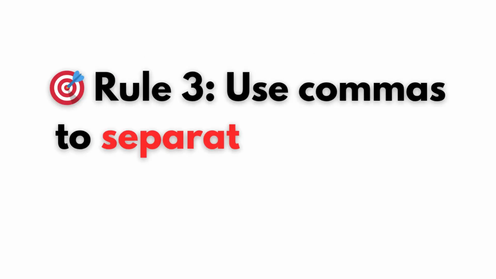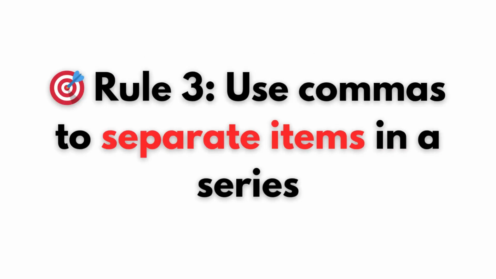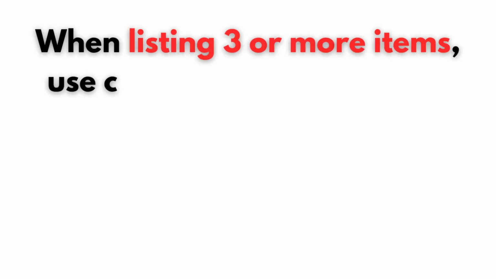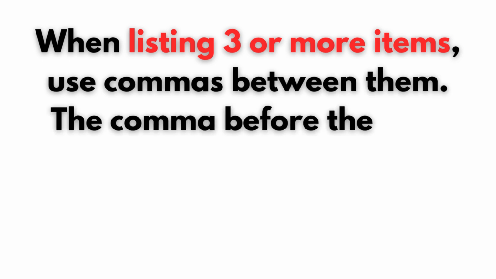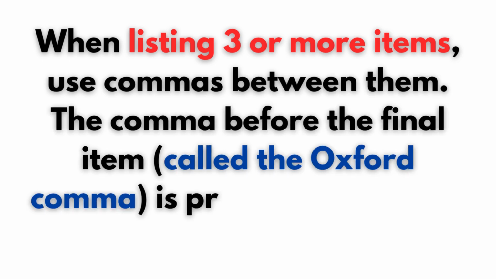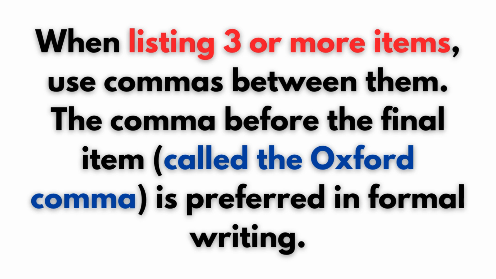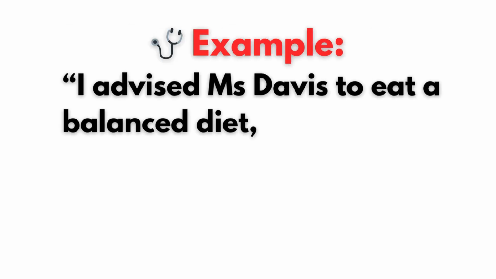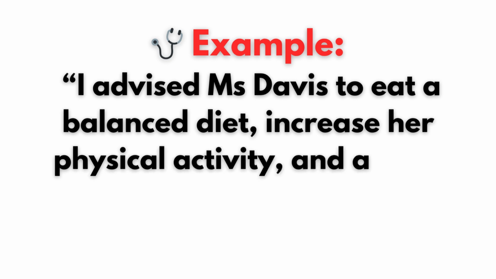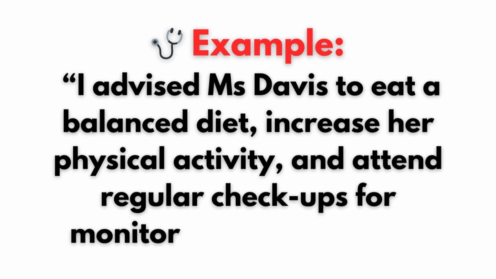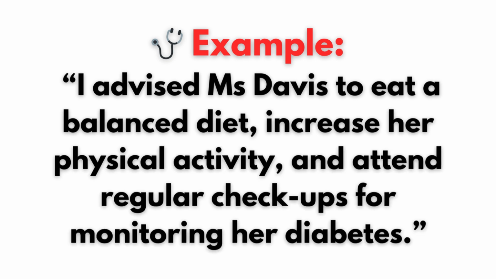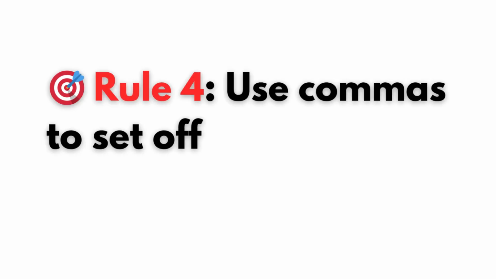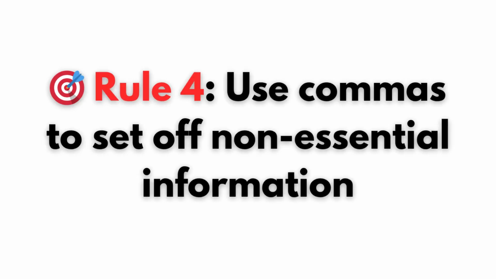Rule 3. Use commas to separate items in a series. When listing 3 or more items, use commas between them. The comma before the final item, called the Oxford comma, is preferred in formal writing. Example: I advised Ms. Davis to eat a balanced diet, increase her physical activity, and attend regular checkups for monitoring her diabetes.